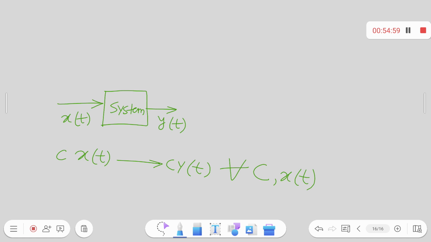A system is said to be a homogeneous system if for an input x of t an output is produced. Now I scale the input by some constant c, and remember that c is any constant, can be a real constant or an imaginary constant as well, a complex constant, any constant. And if the output is also scaled by the same factor, it is known to be homogeneous.